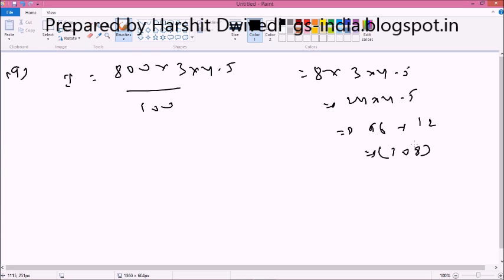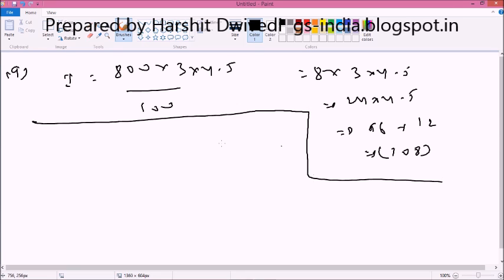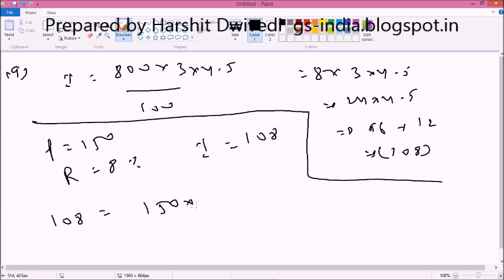Now we have to calculate this: the interest which we got as 108, if rupees 150 is the principal and 8% is the rate of interest, then how much time would it take to produce 108? So in the second case, the principal is given as 150, the rate of interest is given as 8%, and we have to get interest as 108. So using the same formula, we will write interest is equal to P, that is 150, into R, and T is unknown, we have to calculate T.